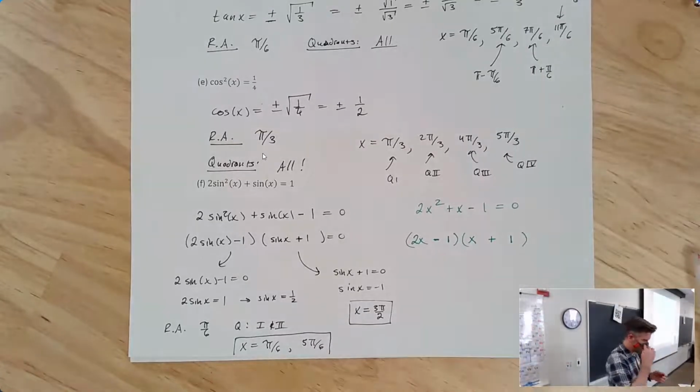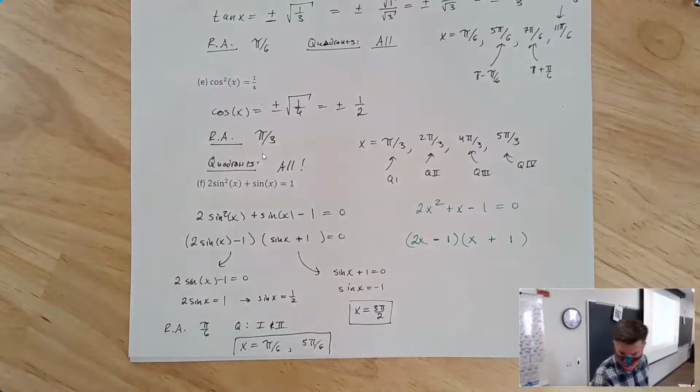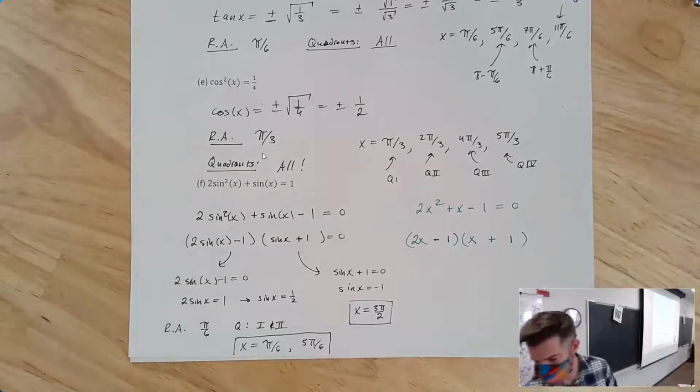There's not a lot else to say about solving trigonometric equations. It's kind of find your trig function equal to some number, and then we have to think about what angle makes that true. So there we go.